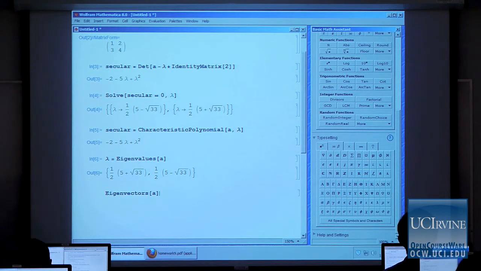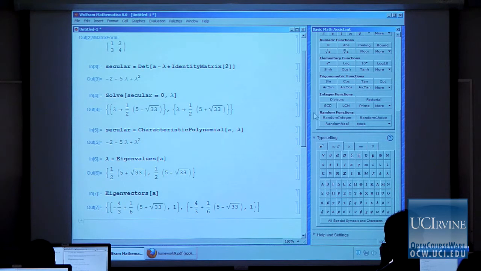Now, what should we get here? Let's think about what it is that we should get. Anybody want to venture a guess? All right, we have a 2 by 2 matrix. So how many eigenvectors are there? Well, we've seen that there are 2 eigenvalues, and for each eigenvalue there should be an eigenvector. So we should get 2 eigenvectors, and each of them should have length 2. Correct? All right, so let's see then what we get.